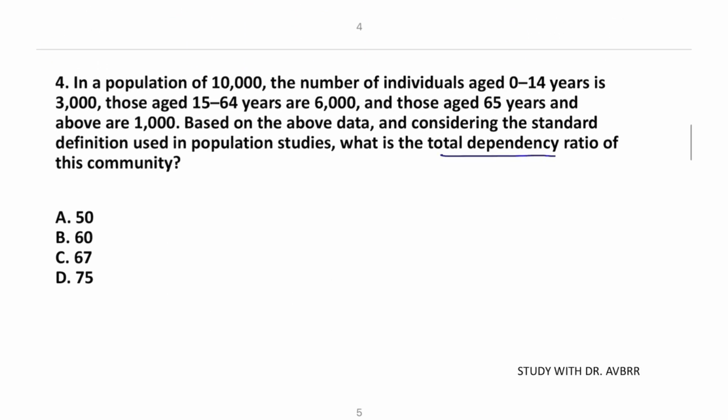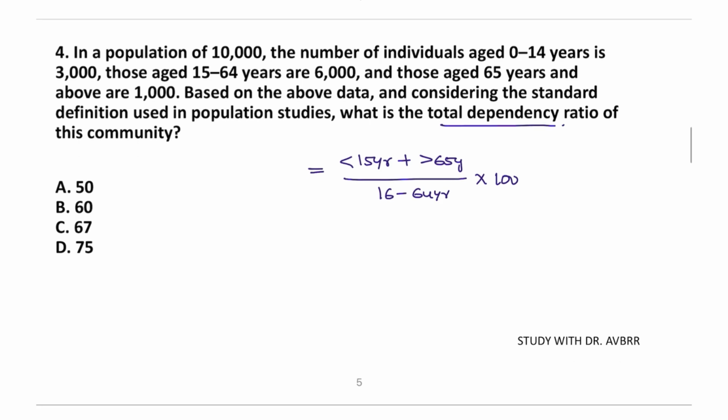Next question, total dependency ratio. What is the formula for the dependency ratio? Less than 15 years plus more than 65 years, divided by 16 to 64 years individuals, into 100. This is our formula. So let's see what population we had here. Total 10,000 population. In that, 0 to 14 years is 3,000, 15 to 64 years is 6,000, and more than 65 years is 1,000.